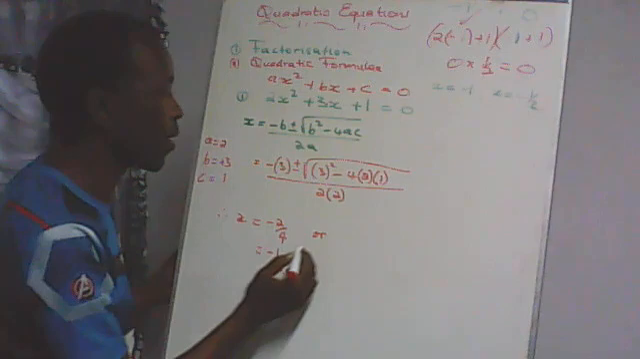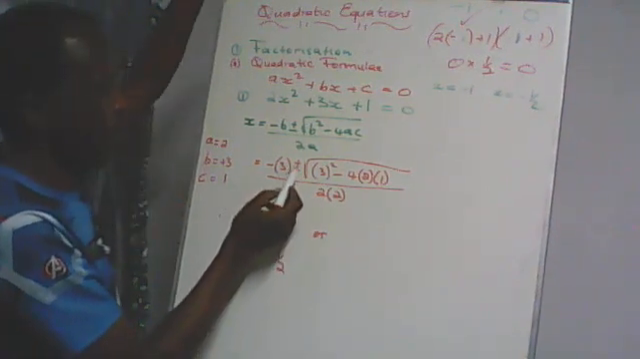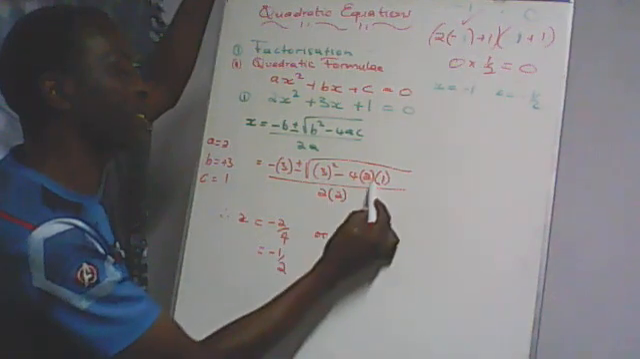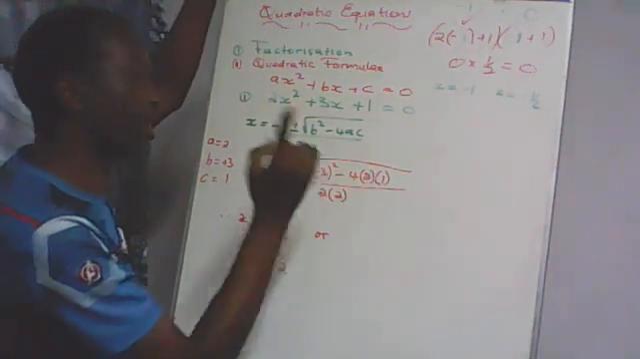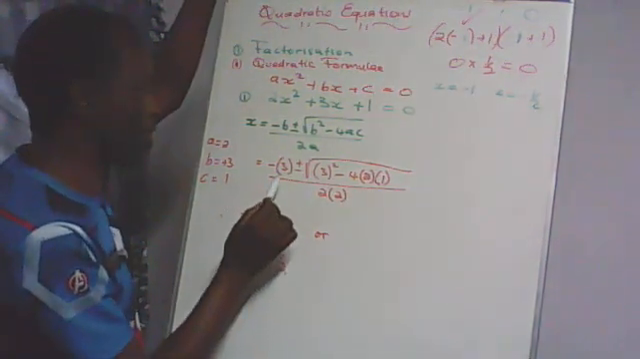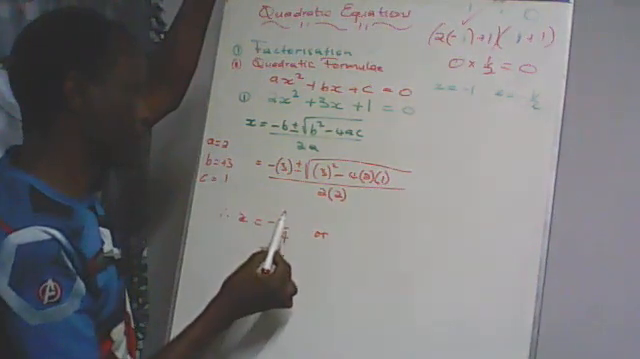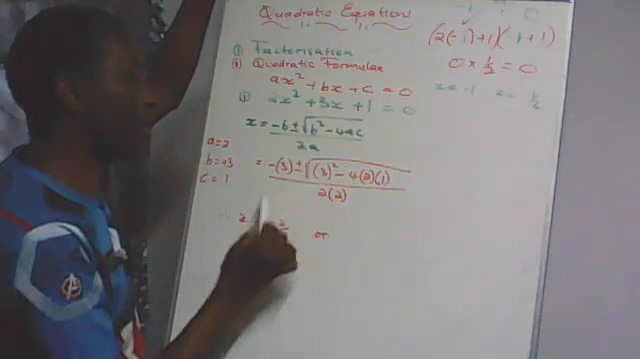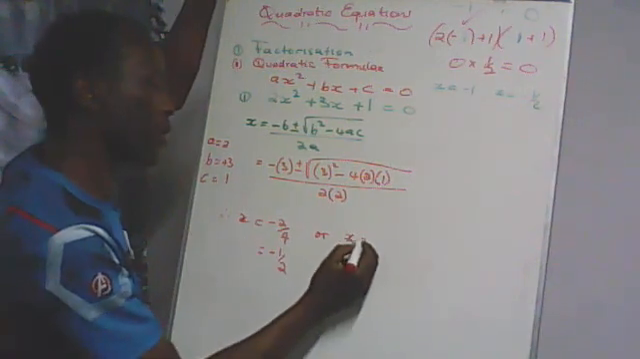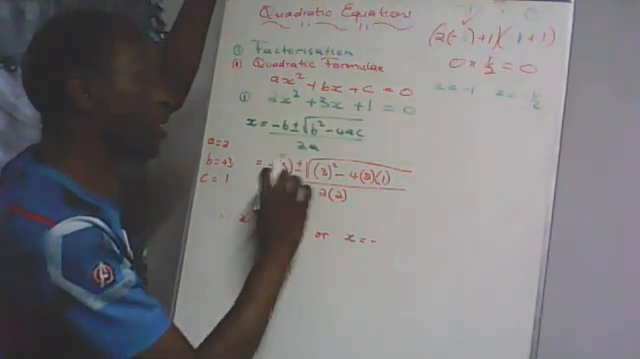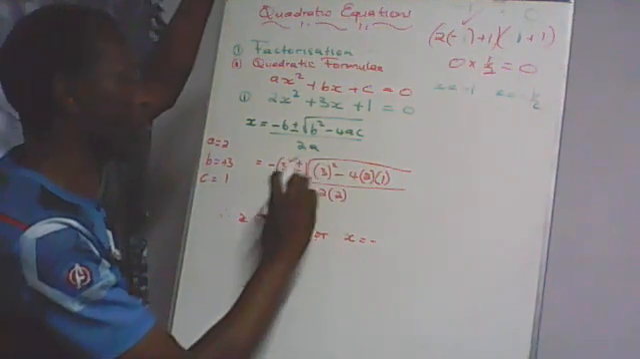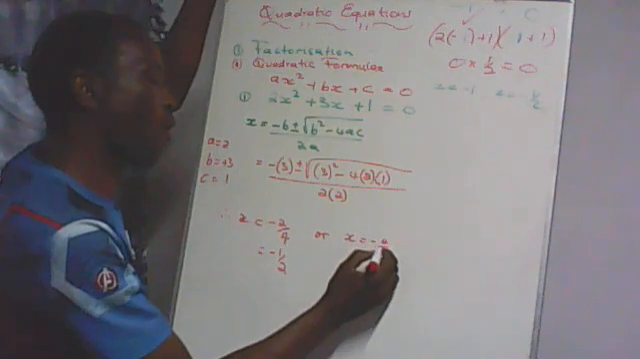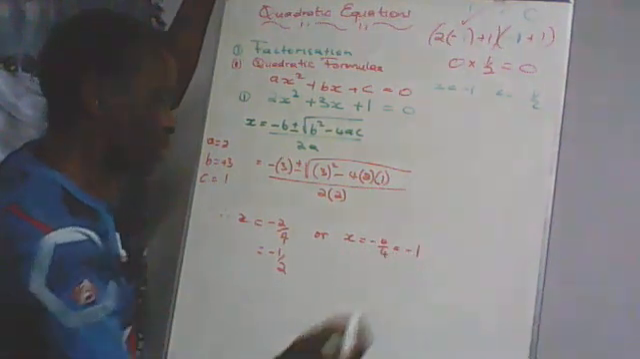Or what you do, the whole thing is 1. The square root of 1 is 1. Minus 3, it's minus 3 minus 1. It's minus 4 over 4. That is minus 4 over 4, and that gives you minus 1.